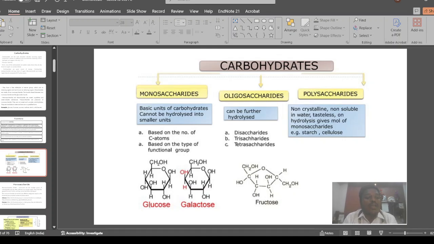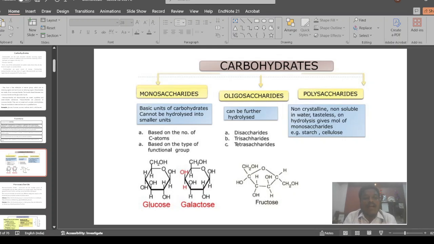See, glucose and galactose are epimers of each other. They have almost the same structure, but they are epimers. Fructose has the same formula too. All of them have the formula C6H12O6, but different structures. In glucose and galactose, being epimers means only at one position there is a difference.